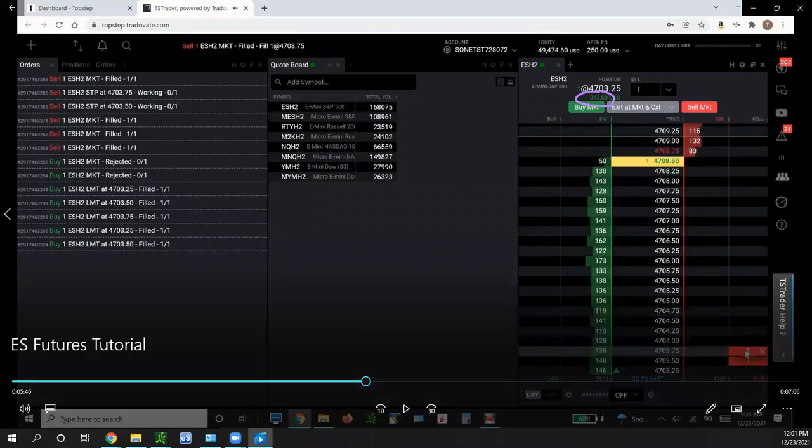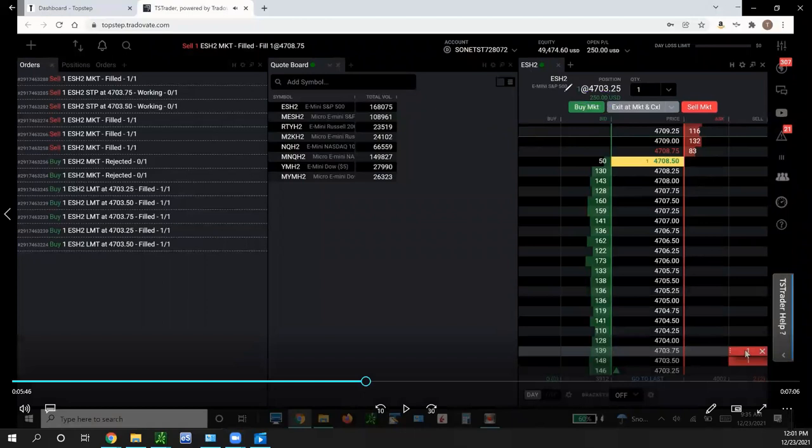Okay, and now I only have 1 contract remaining. It's holding for a $250 open P&L running profit. And so I'm going to leave that 1 on. I'm canceling one of the stop orders on the contract I just closed out. So I'll leave only 1 stop order remaining for my 1 remaining contract.